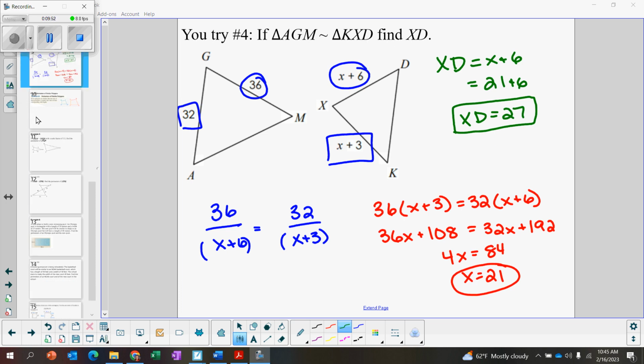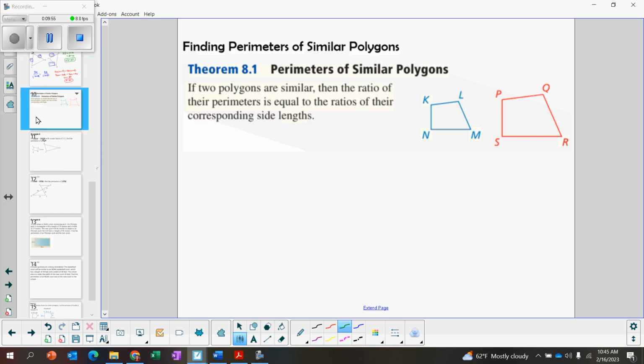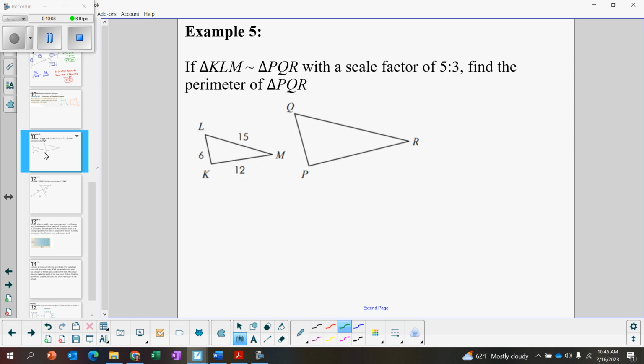So now we're going to go back to something we mentioned at the beginning, and that was that the perimeters of similar polygons are also proportional, right? So the scale factor will be equivalent to the ratio of the perimeters. So in this example, we're given KLM is similar to PQR with a scale factor of 5 to 3. So that means this is 5 to 3. So I could choose to keep 5 to 3. I can do 3 to 5 as long as I'm consistent with which way I'm going.